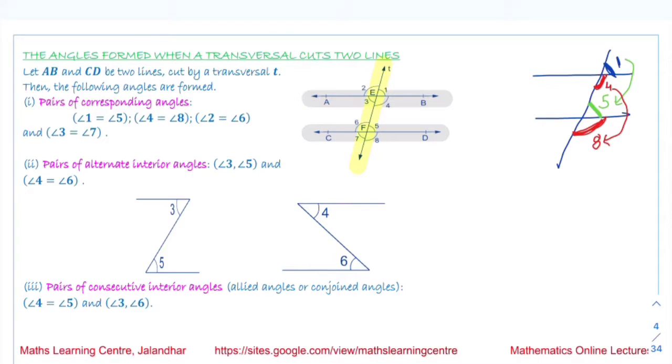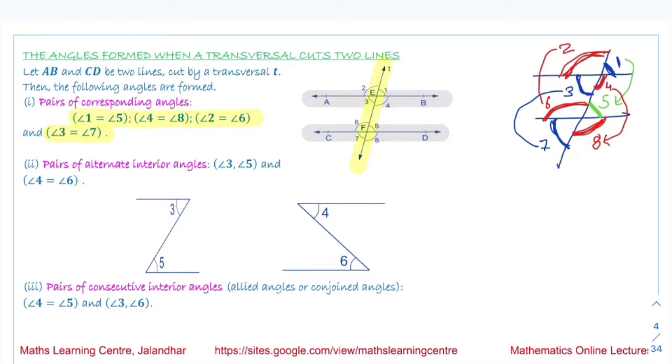Similarly, suppose this angle is angle 3, then the corresponding angle is 7. So 3 and 7 are corresponding angles. Likewise, this angle is angle 2, and the corresponding angle here is 6. So these two are corresponding angles. So it is mentioned here that 1 and 5, 4 and 8, 2 and 6, and 3 and 7 are the corresponding angles. Next is the pair of alternate angles.